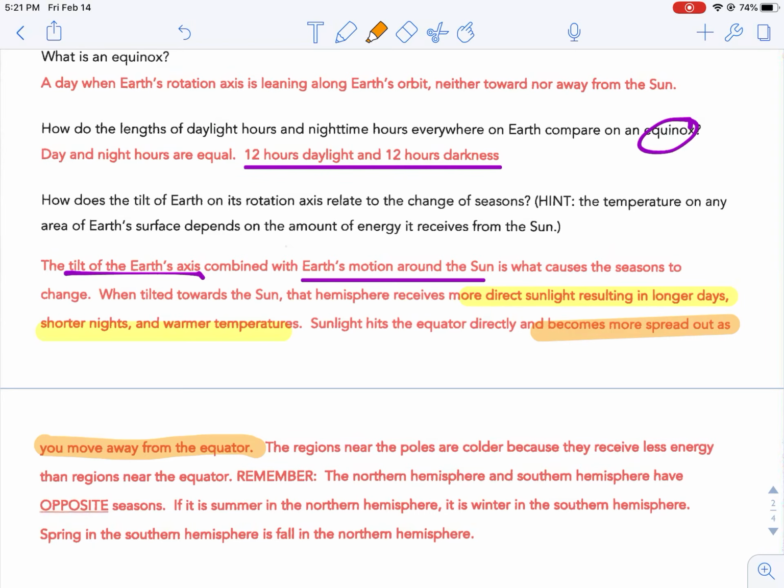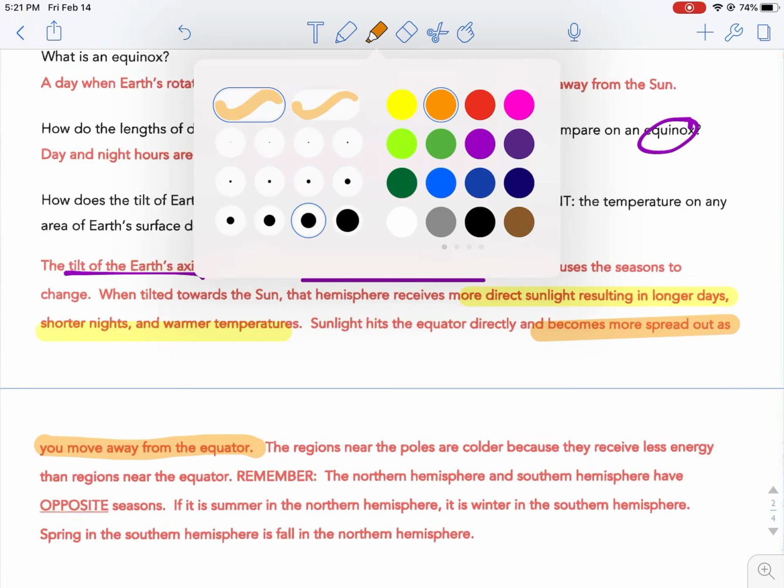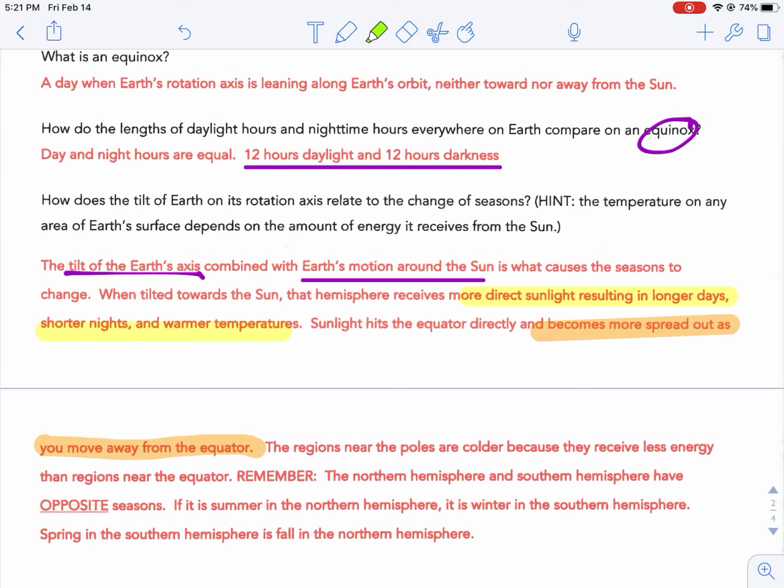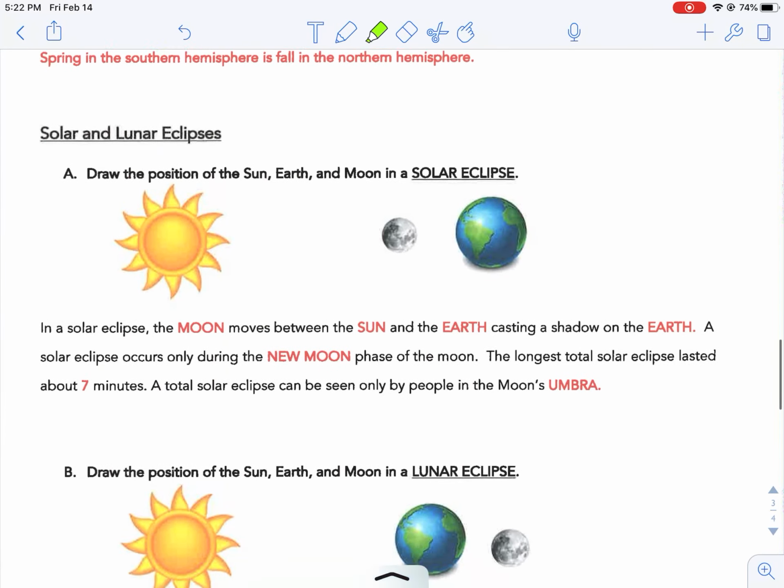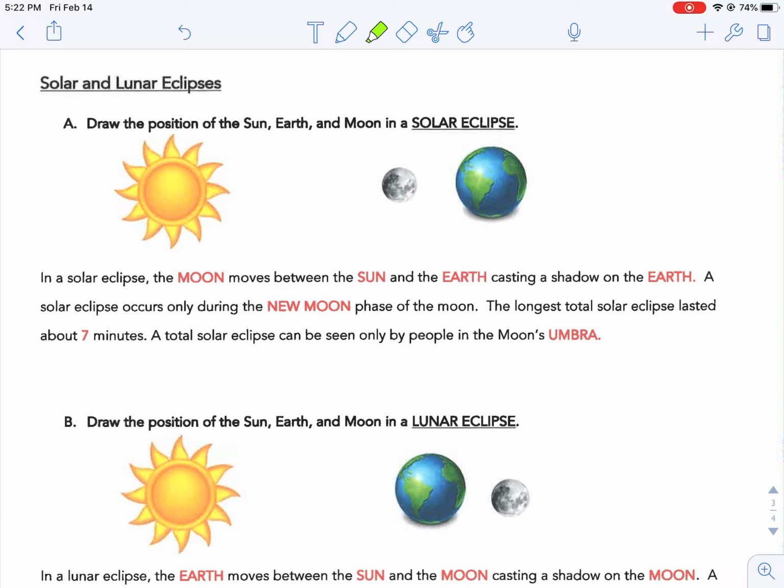That makes sense. Remember, the northern hemisphere and southern hemisphere have opposite seasons. So be careful when you have questions like that. If it is summer in the northern hemisphere, it's going to be winter in the southern hemisphere. If it is spring in the southern hemisphere, it's going to be fall in the northern hemisphere. So pay attention to how questions might be worded with that. So, opposite.